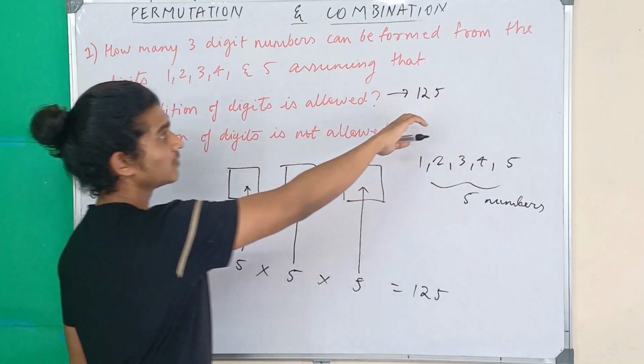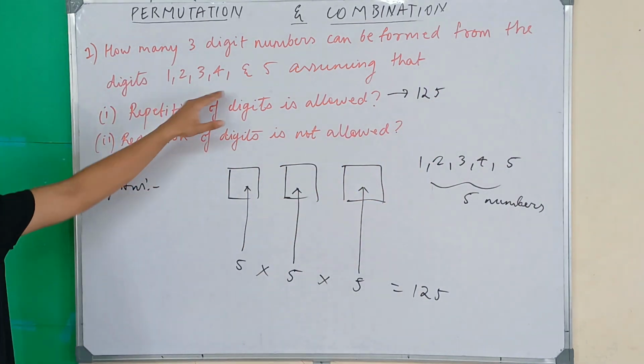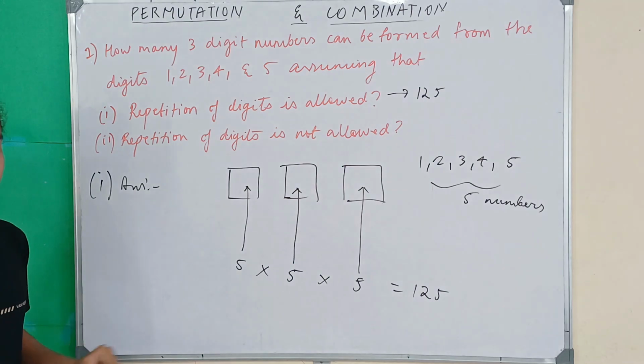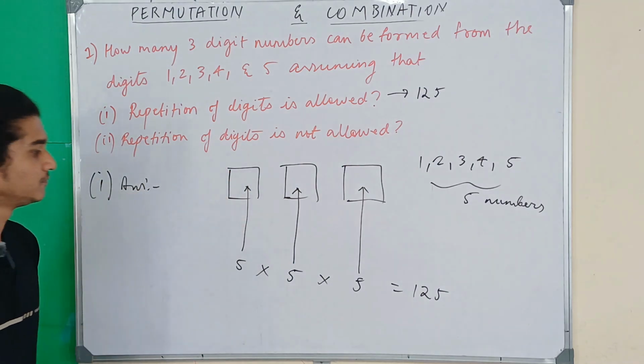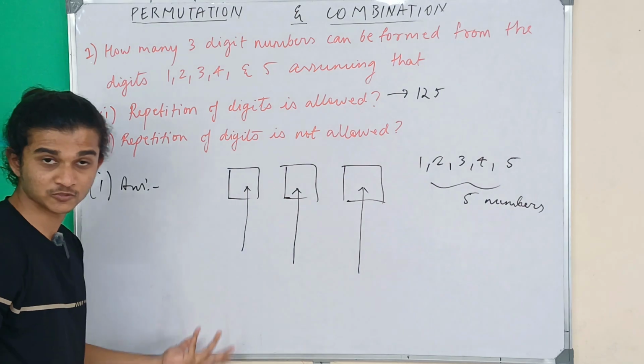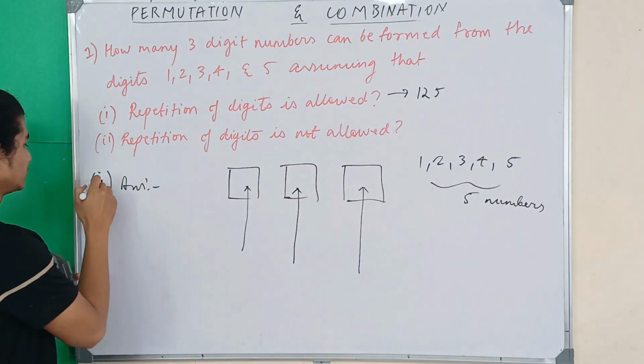So 125 different numbers could be formed by using 1, 2, 3, 4, 5, which is a 3-digit number, assuming that repetition is allowed. Now what if repetition is not allowed? Okay, repetition is not allowed. What are we supposed to do in that? So this is the second answer.